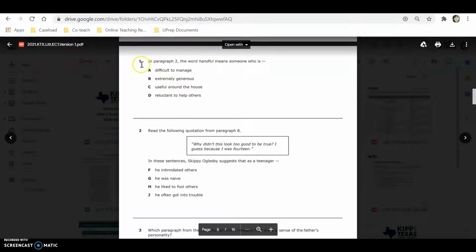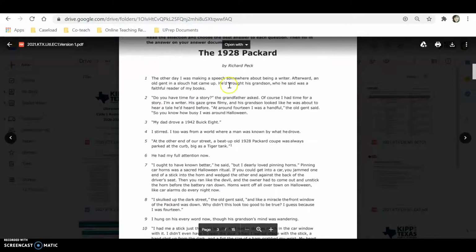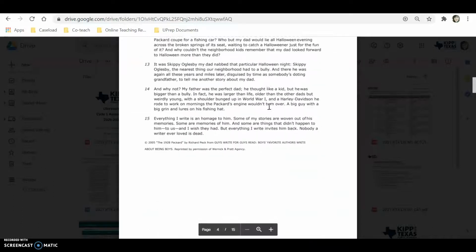Okay? Question 1. In paragraph 2, the word handful means someone who is. So before I get to the answer choices, let me show you something. It says here, paragraph 2. So then I need to go all the way up to paragraph 2, find the word handful, and reread the sentence. So it says, at around 14, I was a handful. Okay, now let's go down to the question.